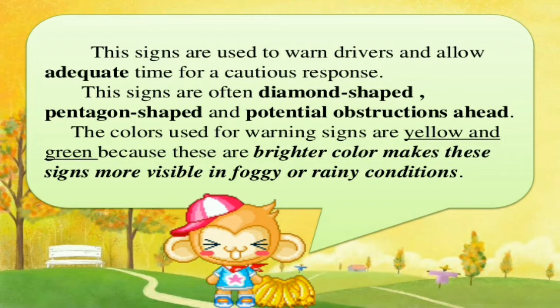These signs are often diamond shaped, pentagon shaped, and warn of potential obstructions ahead. The colors used for warning signs are yellow and green. Because these are brighter colors, they make the signs more visible in foggy or rainy conditions.